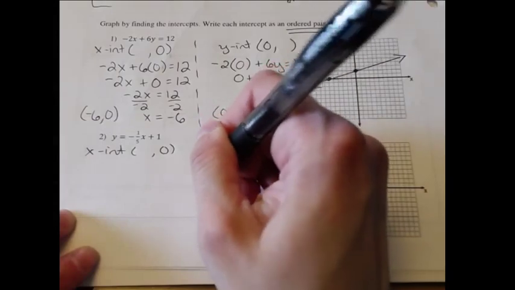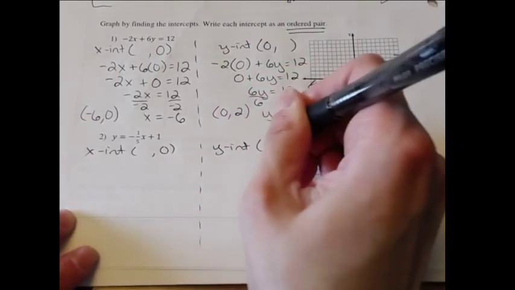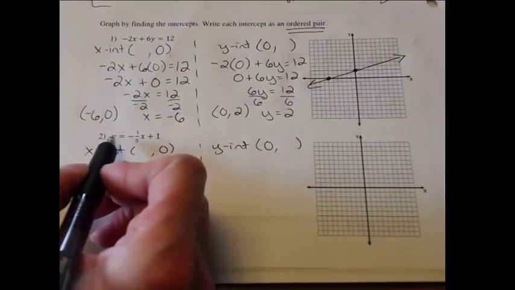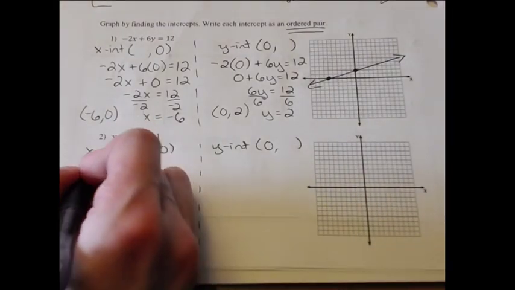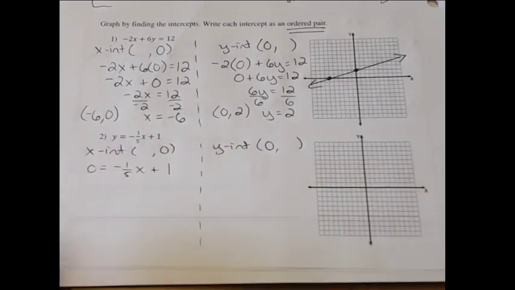Similarly, for the y-intercept, we want x to be 0. And we'll figure out what y is. Okay, let's do the math. So we're going to plug in a 0 for y. Okay, so I have 0 is equal to negative 1/5 x plus 1.